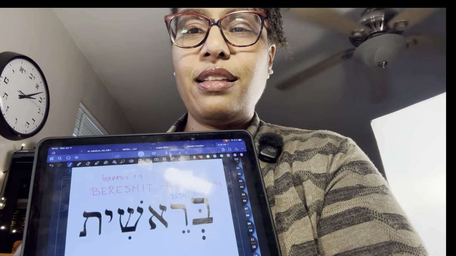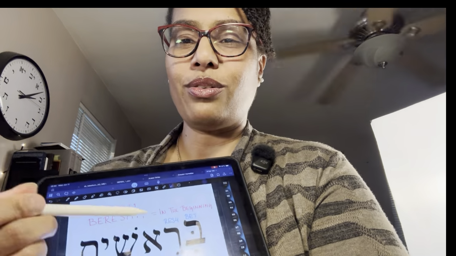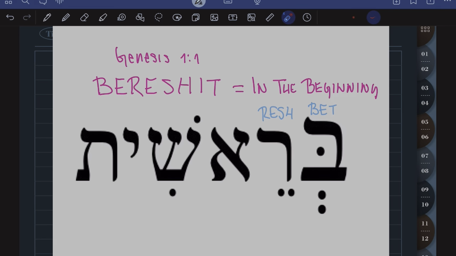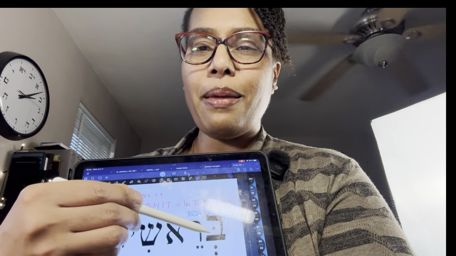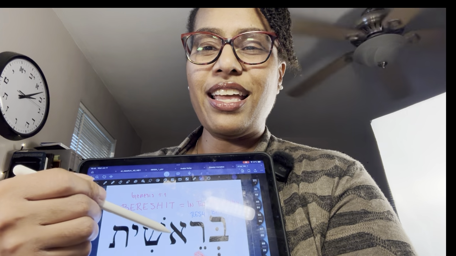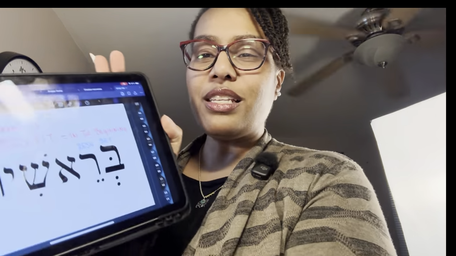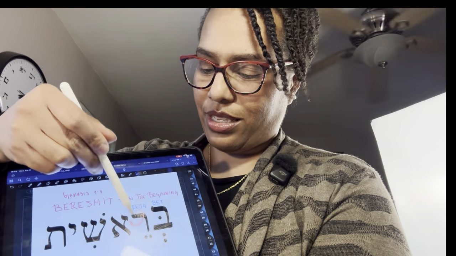Now, the next letter is called a resh. This is a resh. B. Say it with me. B. Re. Remember, we're trying to say Bereshit. It looks like a backwards R, doesn't it? It looks like what it is. I think that's so cool.